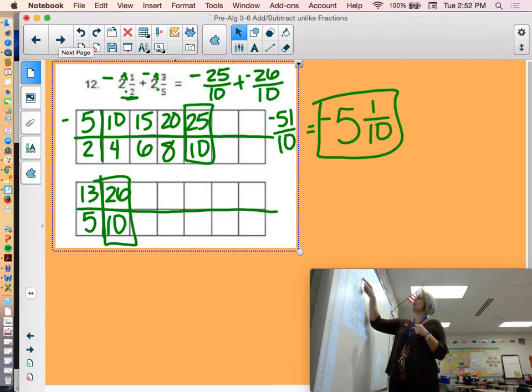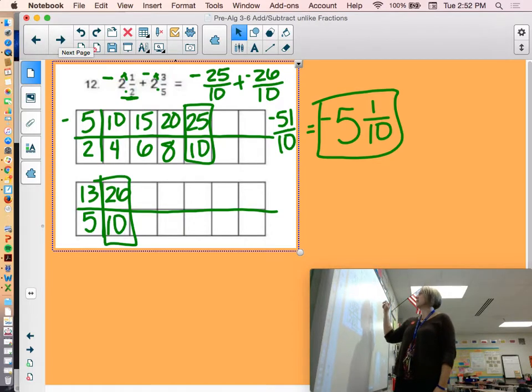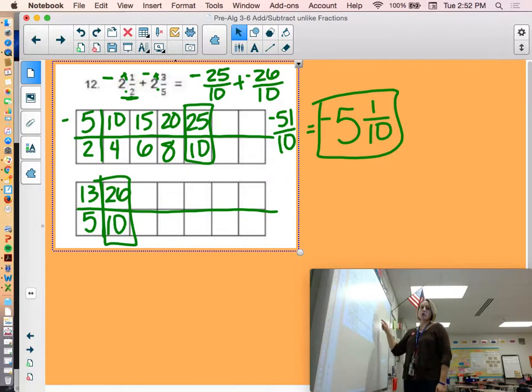If this is about 2 1/2 plus 2 3/5, wouldn't that be about 5? That would make sense to me. And because they're both negative, the answer has to be negative. Always go back and check your sign.